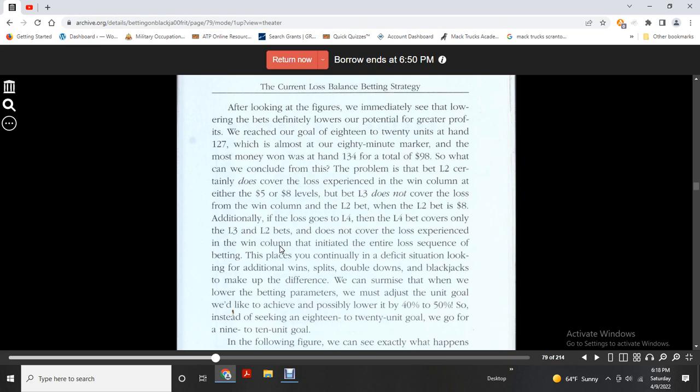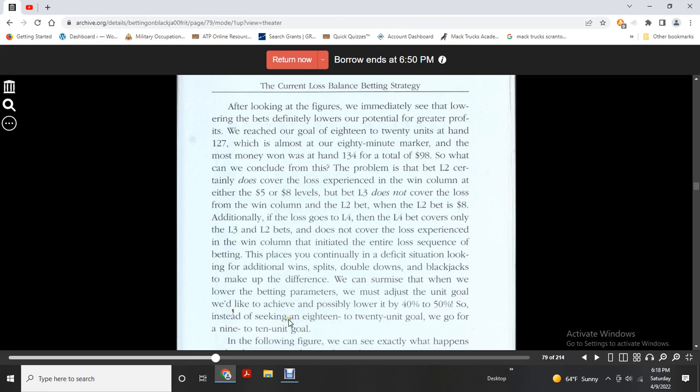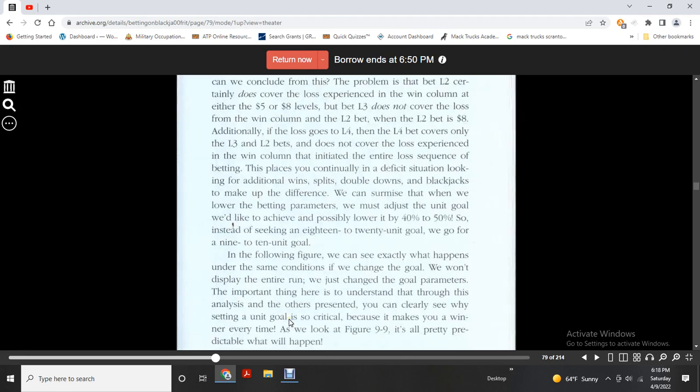To summarize, when we lower the betting parameters, we can adjust the unit goal to achieve a lower possibility, 40%, 50%, so that instead of seeking an 18 to 21 or 18 to 20 unit goal, we go for a 9 to 10 unit goal. In the following figure, we can see exactly what happens under the same conditions when we change the goal parameter across the entire run.